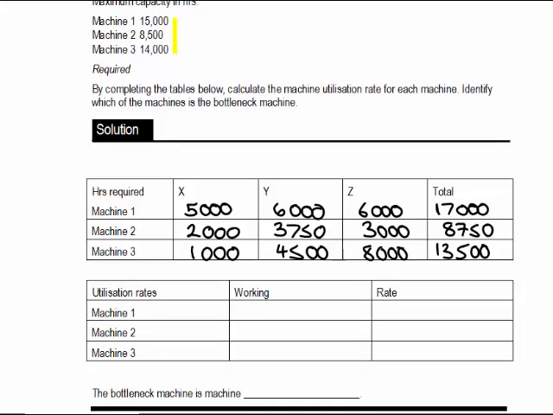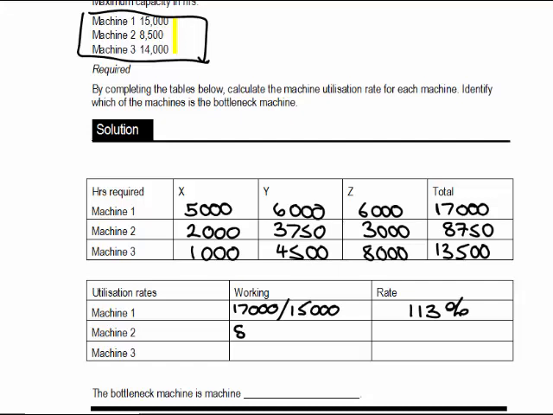Next, we need to look at the capacity. Now, the capacity of each machine is given to us in the question. So we're going to calculate the utilisation rate, and we're going to take the maximum hours needed to meet demand and divide it by the capacity. So 17,000 hours is what we need, 15,000 is what we've got. That gives us 113%.